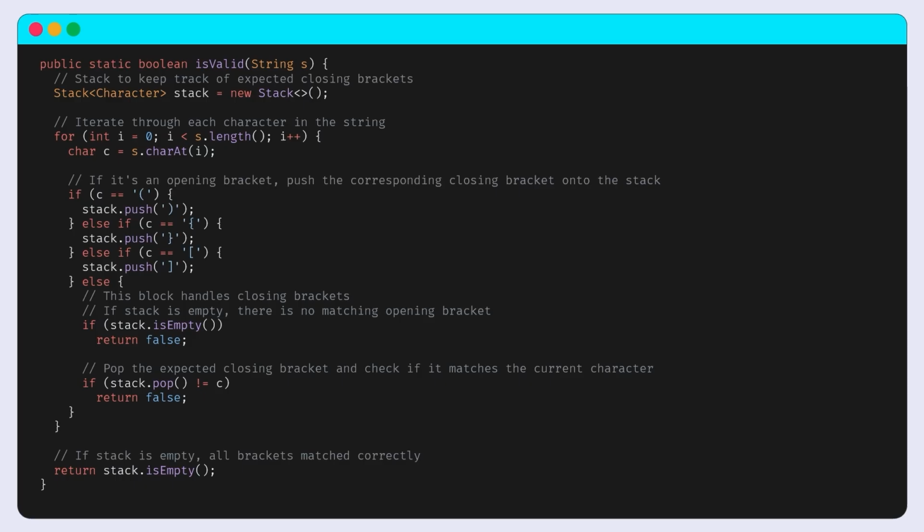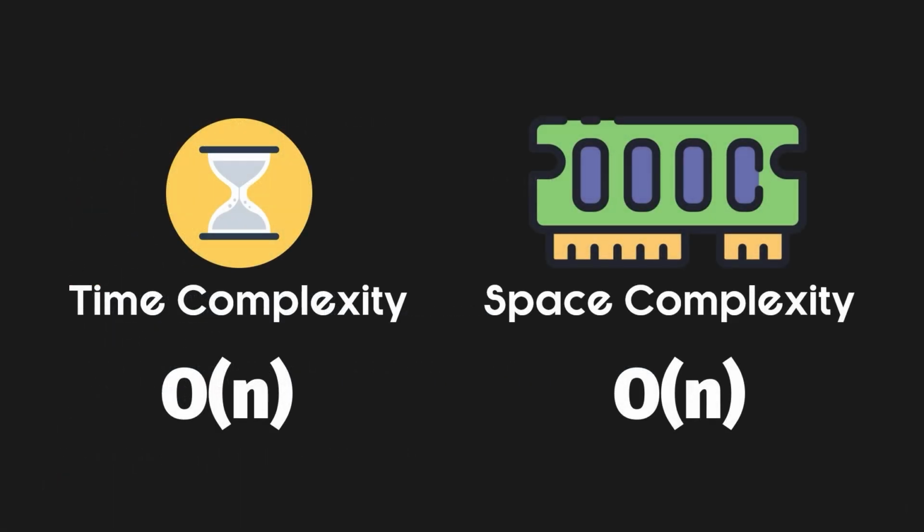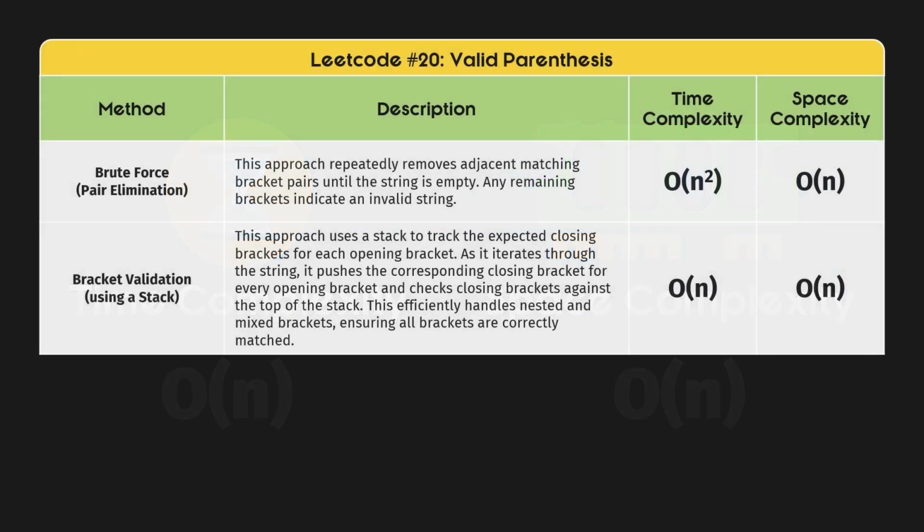As for the time complexity, this solution runs in big O of n time, where n is the length of the string, since we process each character exactly once. The space complexity is big O of n in the worst case, when all characters are opening brackets and are stored in the stack. So, to summarize, we looked at two approaches: pair elimination, which is simple but less efficient, and the stack-based method, which runs in big O of n time and is the preferred solution for interviews.